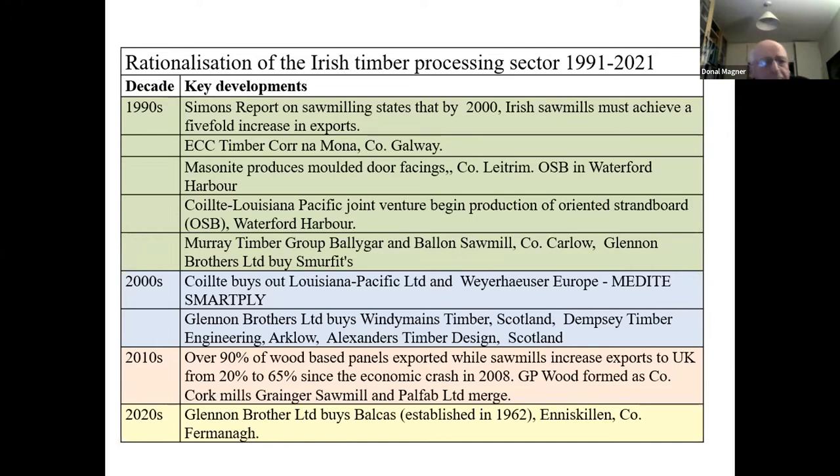Just very briefly, I think it's worthwhile mentioning how Irish sawmilling and Irish timber processing has been literally transformed since the 1990s. Up until the early 1990s, there were, I think, around 150 sawmills around the country. That has become rationalized over the years. There are still quite a few small sawmills, but there are five big players now, including the likes of Glennon's, ECC, and Murray's. And all of those have state-of-the-art sawmills now. So we actually have a sawmilling sector that has become totally rationalized.